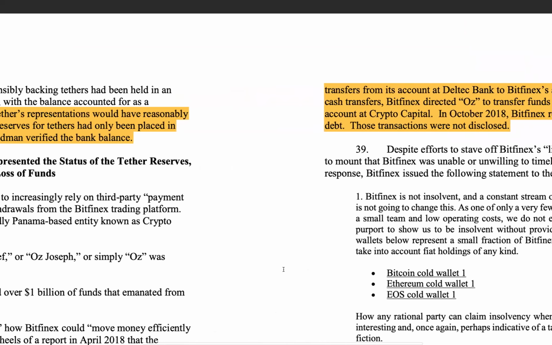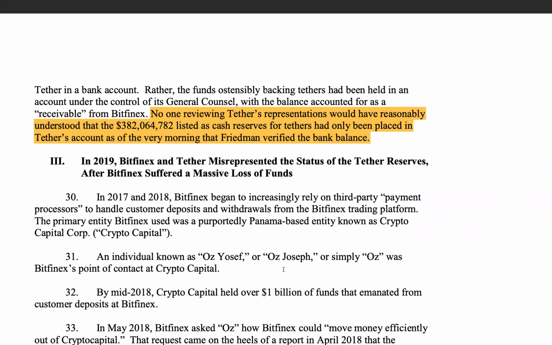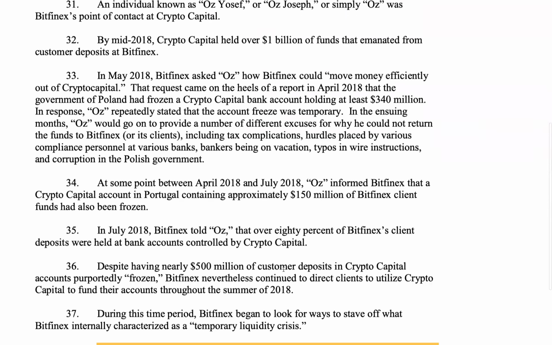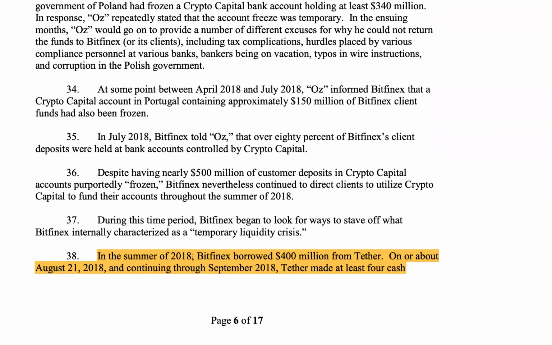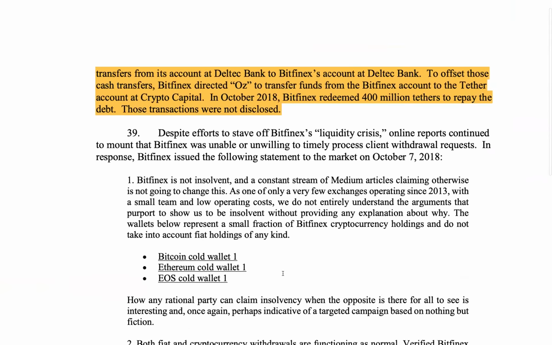Wait, I'm missing some parts. Oh, here we go. So no one reviewing the audit would have reasonably understood that $382 million listed as cash reserves had only been placed in the account that very morning. So that's why this lawsuit exists. In summer of 2018, Bitfinex borrowed $400 million from Tether because they had been hacked. I believe that's the reason why, right? That's not good because that means Tether is not as backed as they should be.